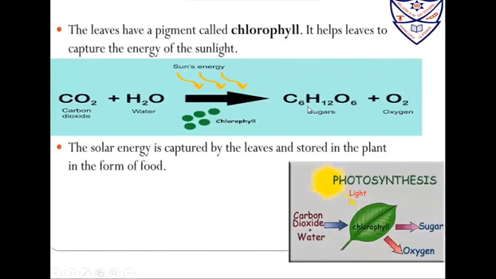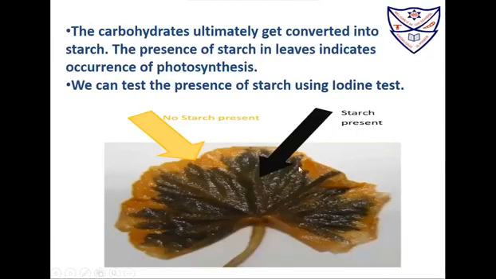So what happened during photosynthesis? The leaf, which had chlorophyll inside the chloroplast, captured the light energy. It used CO2 from the air and water from the roots to make sugar, that is glucose, and oxygen. We can test for this because the carbohydrate which is made in the plant, that is glucose, is converted into starch. So if starch is present in the leaf, that means the leaf has done photosynthesis.